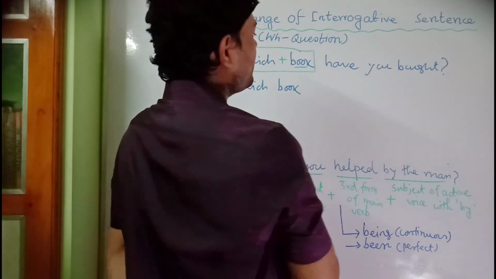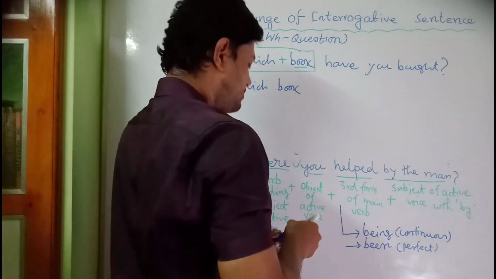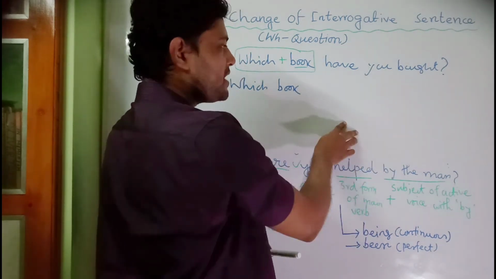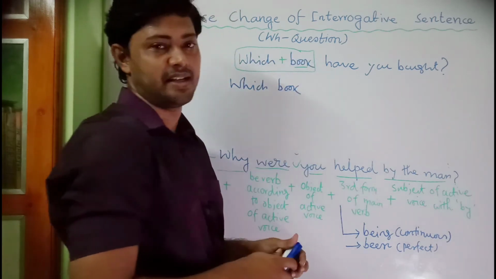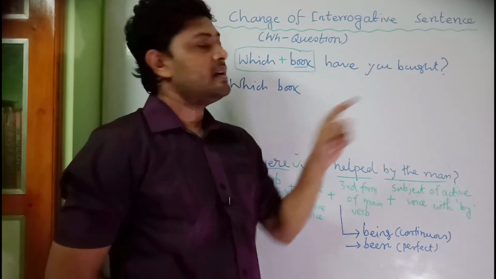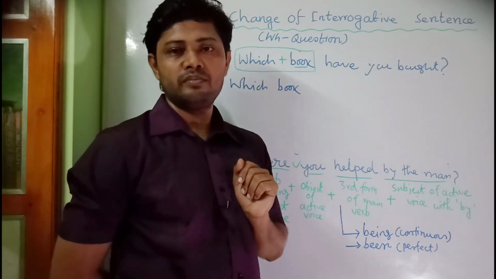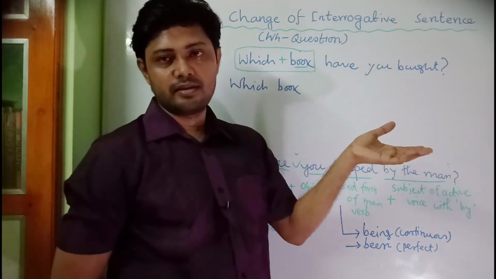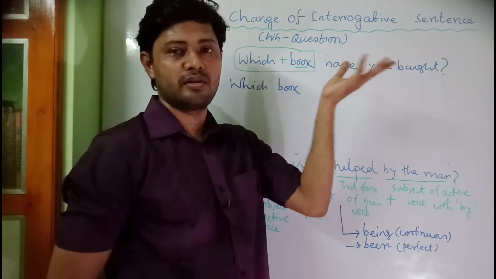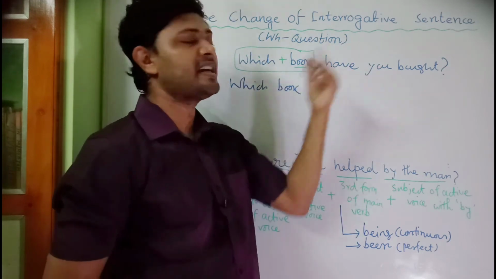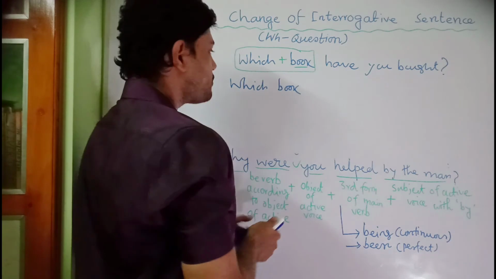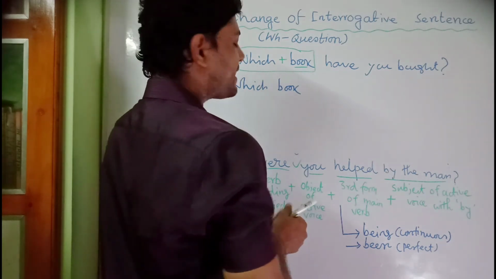and then you have to think about the main verb. What is the main verb? You is the subject, but object is again missing because the question is which book have you bought? What have you bought? That is not mentioned here. So the object is again missing. And whom have you bought? No answer. So which book, we have to again follow the same rule.